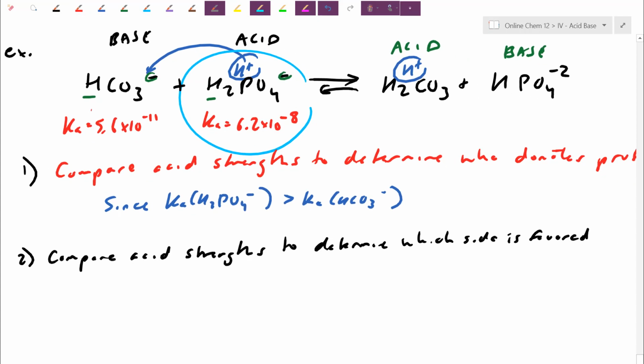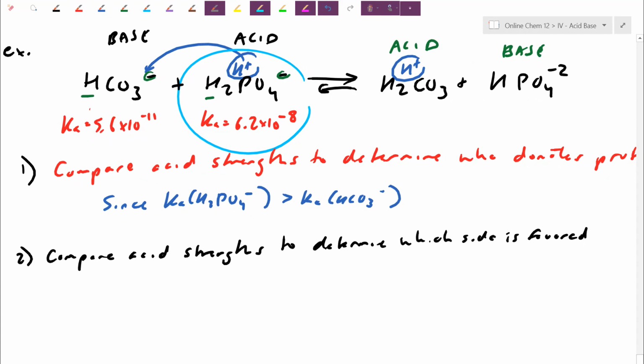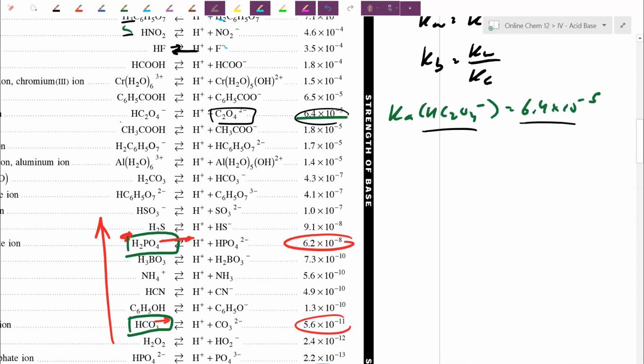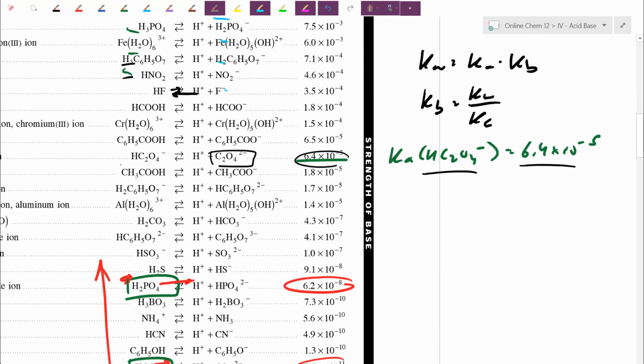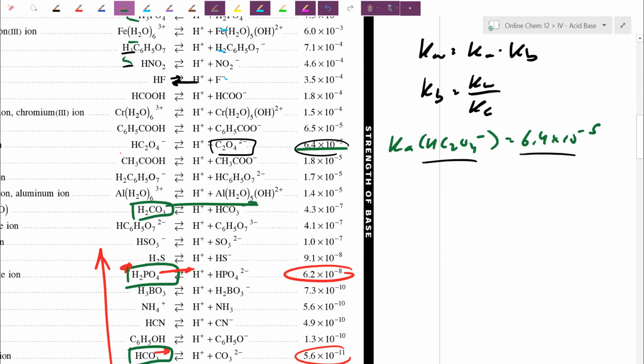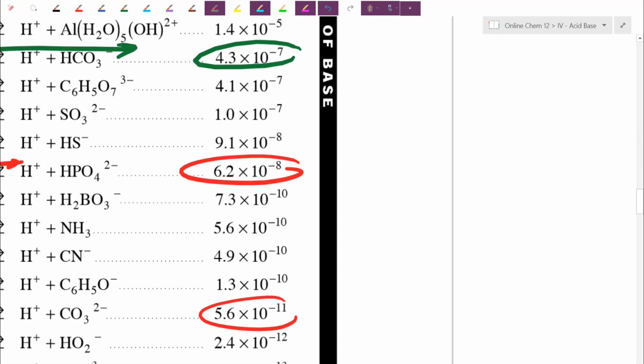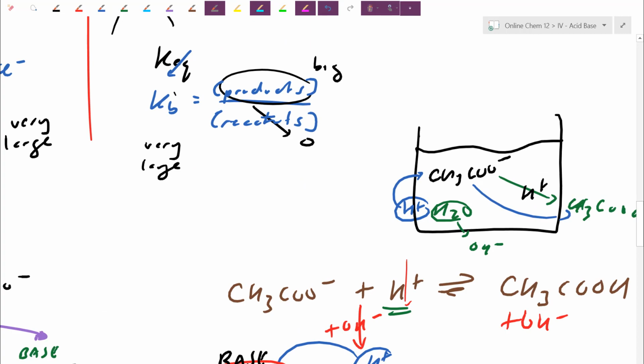Again, similarly, I could have compared basic strengths. It's just that I don't have Kb values tabulated for me, so I'm going to prefer to compare acid strengths. So now I fought H2PO4 minus against HCO3 minus. Let's fight it against H2CO3. So H2CO3, look for it on the acid side. H2CO3 right here. So carbonic acid has a Ka constant of 4.3 times 10 to the negative 7. It was actually better than the other two. Let's just take that number down. So 4.3 times 10 to the negative 7.